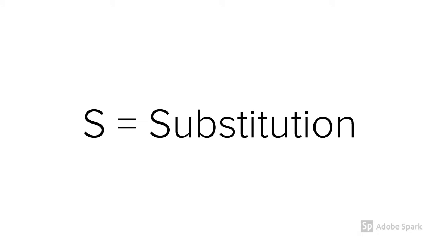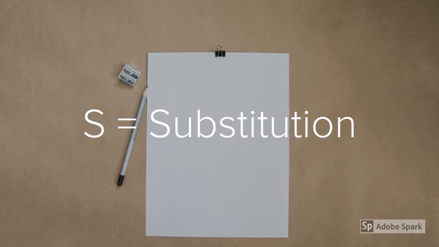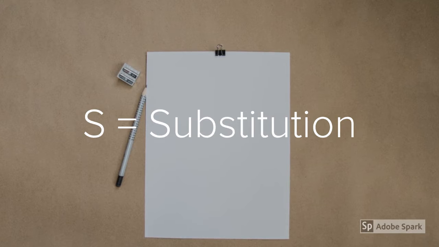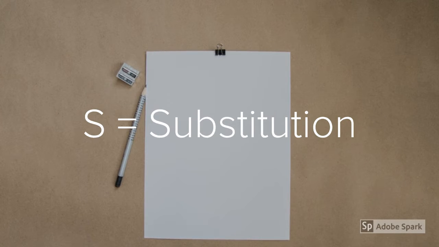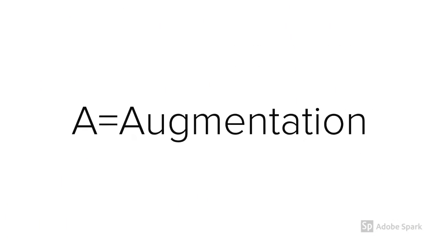The S in SAMR stands for substitution. When technology substitutes the non-technology task with virtually no change to the assignment. For example, students may write an essay on solar and lunar eclipses using a word processor rather than pen and paper. The output hasn't really changed here. It's still an essay.